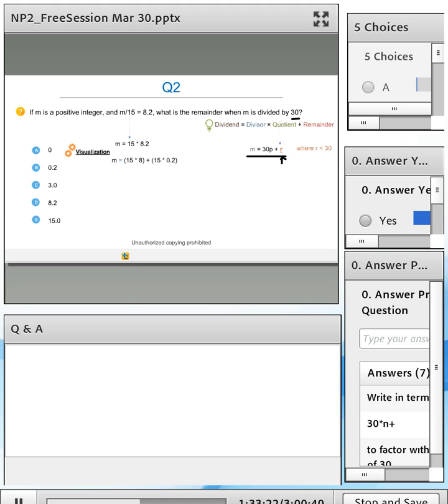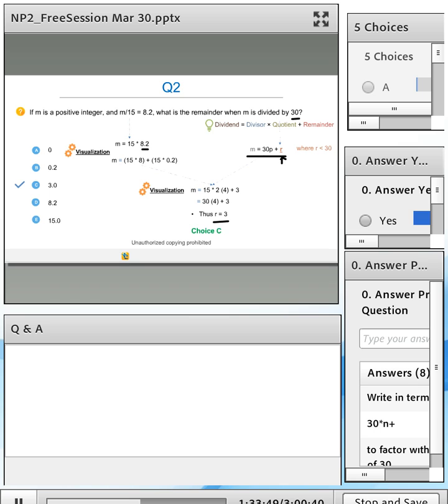I do m is equal to 15 times 8 plus 15 times 0.2. So here I'm simply opening up 8.2 as 8 plus 0.2 and multiplying it with 15. Now I collect my like terms. My goal is to bring it in the form of m is equal to 30p plus r. I do just that and what I get is r is equal to 3. The correct answer is choice C.